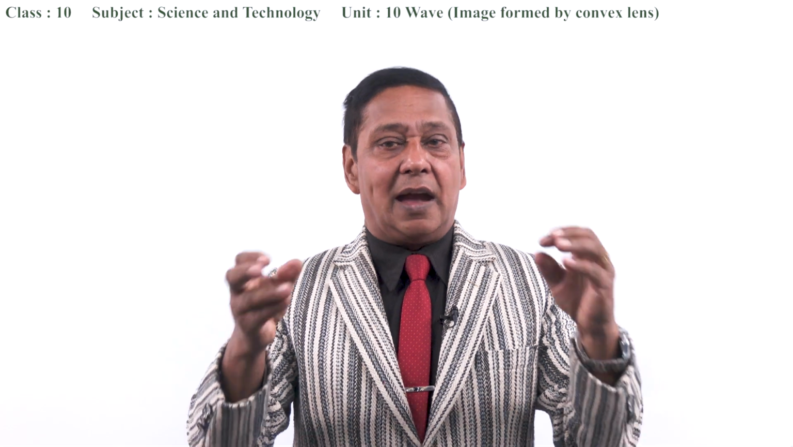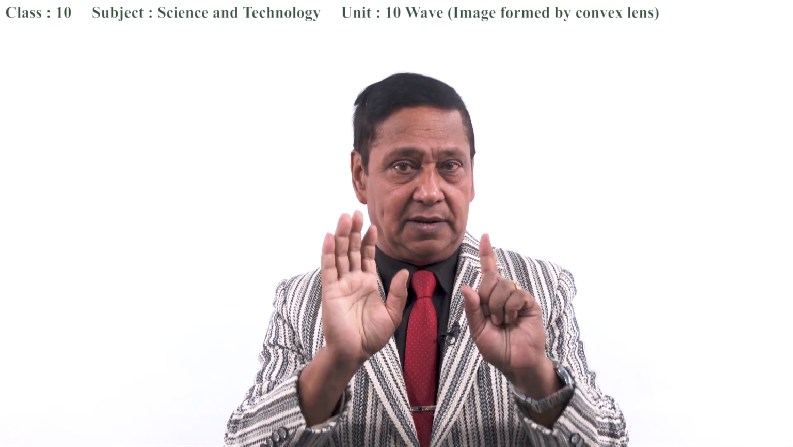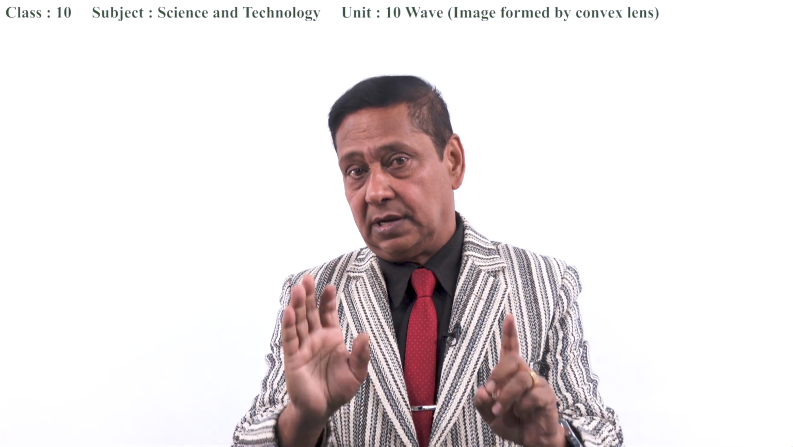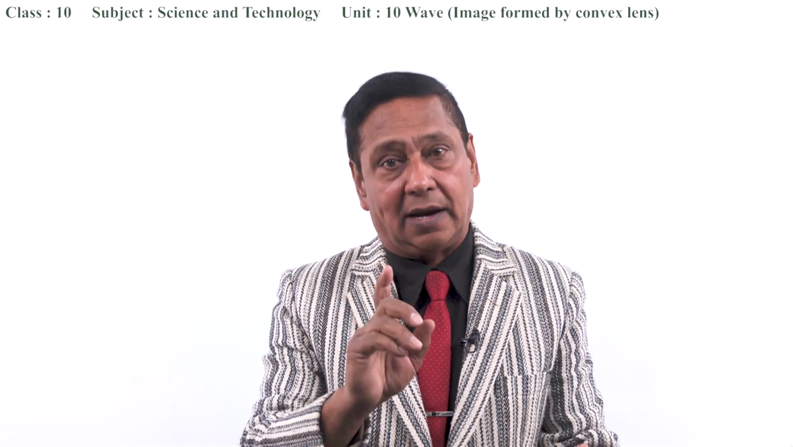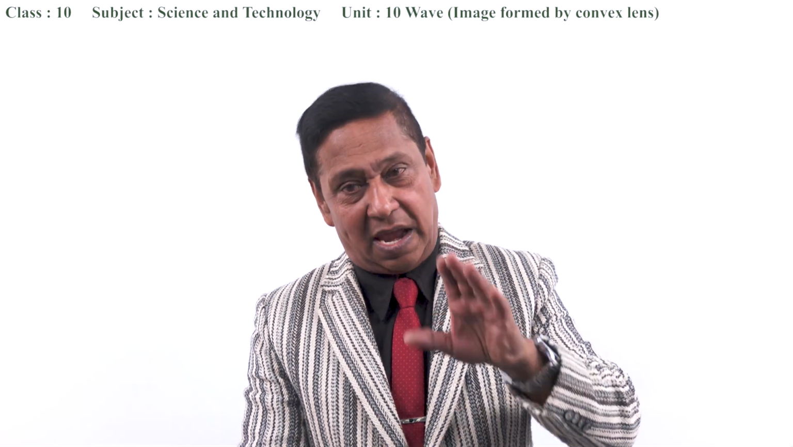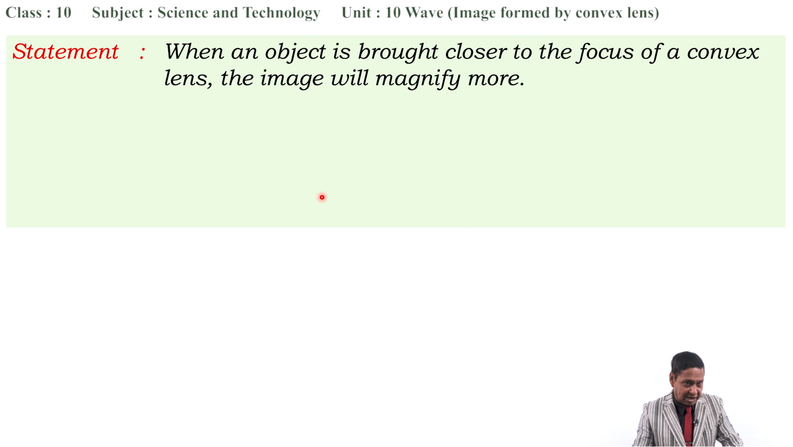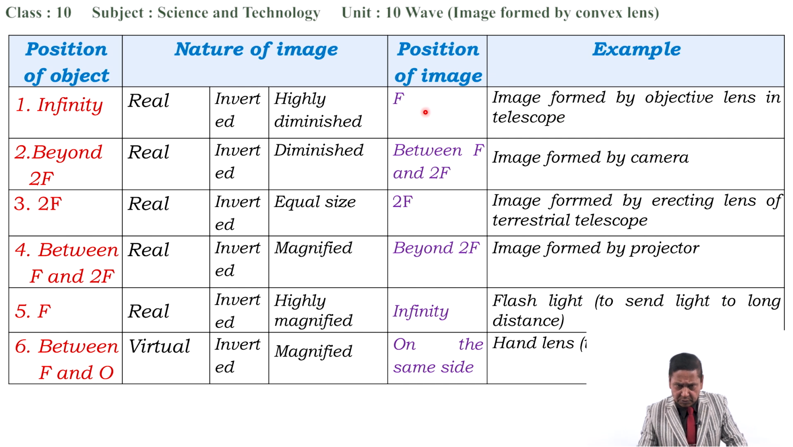Now I think I told you everything related to the 6 different conditions for the formation of image by a convex lens. Now let's have a question, a little brainstorming type of question. I made a statement, look at this: when an object is brought closer to the focus of a convex lens, the image will magnify more, is it? Let's have a look at the previous one.